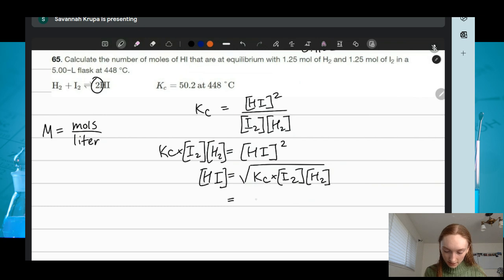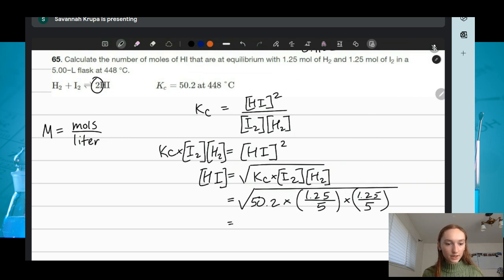Kc, let's put that constant in. So 50.2 times I2 concentration. So that's the moles of I2, which is 1.25, divided by the 5 liters of solution. And then it's going to be the same thing because there are the same amount of moles of H2. So it's 1.25 divided by 5. And then we can square root this entire thing.